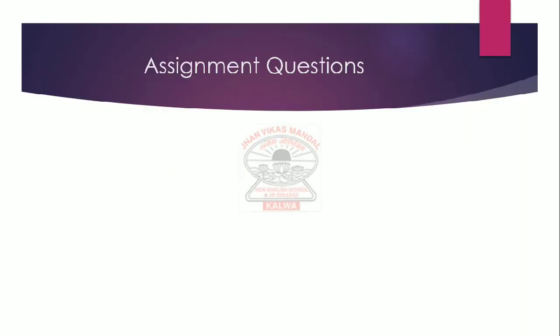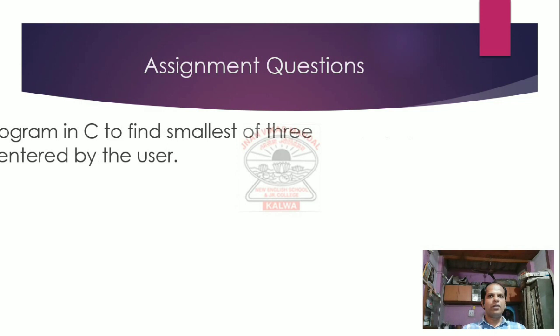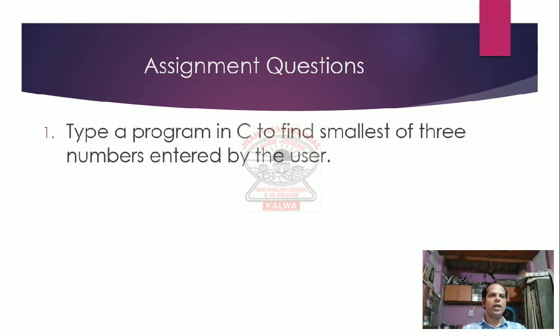For the assignment, we'll type a program in C to find the smallest of the three numbers entered by the user. Remember, here you have to find the smallest. Now I showed you how to find the largest. The program will be the same, only a small variation in the expressions, a small modification. Use your logic and see what small change you can make, and the same program will give you the program logic for this also. Very small change you have to do.